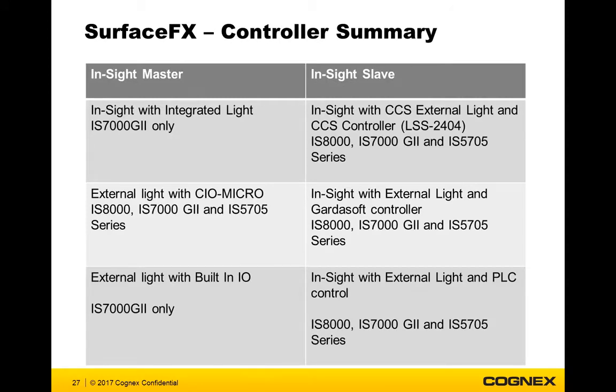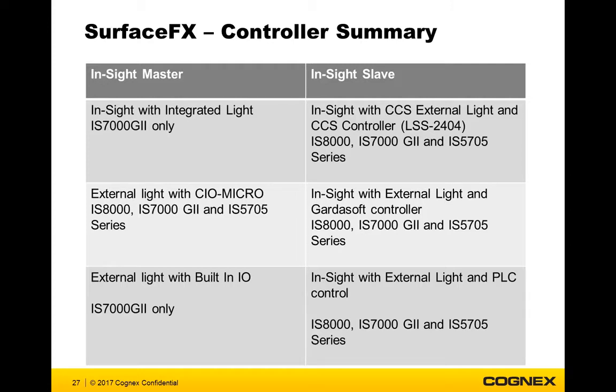So Insight is a master, and again, master self-triggering. Insight is a slave, it just does what it's told. So Insight is a master. Again, the integrated light on the 7000 Gen 2 works really well. It's a beautiful demo. But if the integrated light doesn't work, we know we need an external light, so we can use an external light with a CIO micro, and that works on all the next gen models that you see here. Or you can use the external light with the built-in I/O. Again, the 7000 Gen 2 is the only one that has built-in I/O that can get you 4.